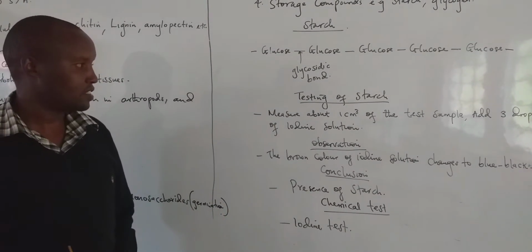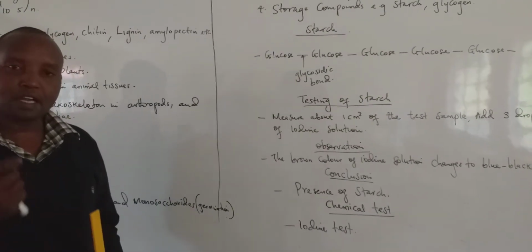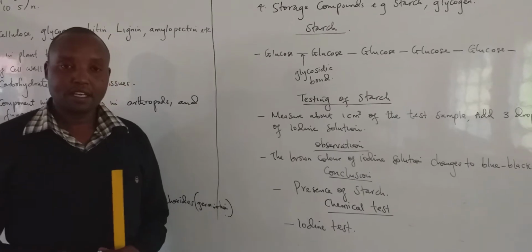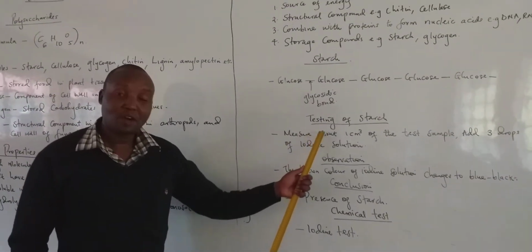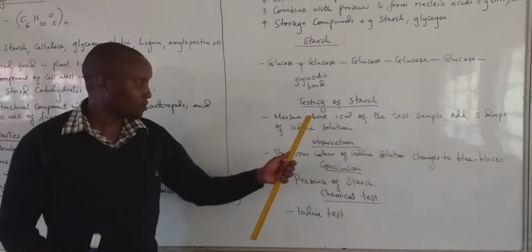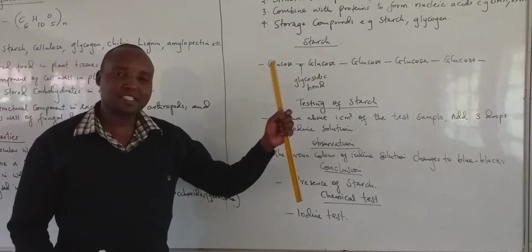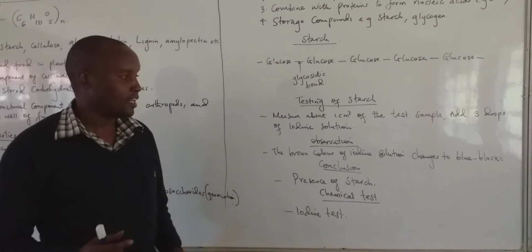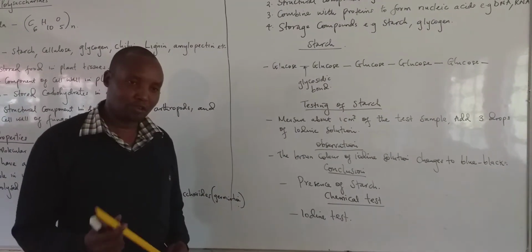Now, how to test the presence of starch? If you are given a measuring cylinder, you say measure exactly 1 centimeter cube of the test sample. Then add 3 drops of iodine solution.